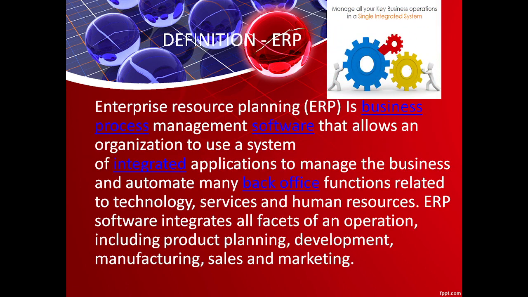Enterprise resource planning is business process management software that allows the organization to use a system of integrated applications to manage the business and automate many back office functions relating to technology, services and human resources. ERP software integrates all the facets of operation, including production planning, product development, manufacturing, sales and marketing. All these facets come somewhere in upstream and downstream supply chain management.